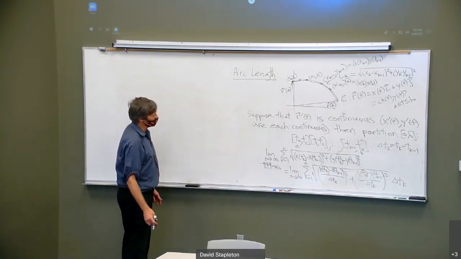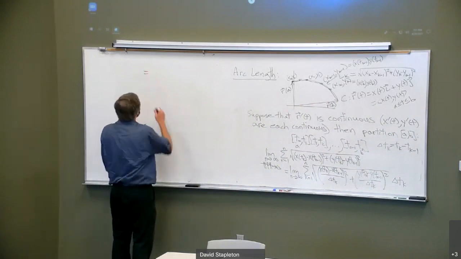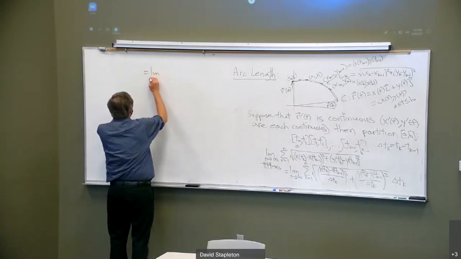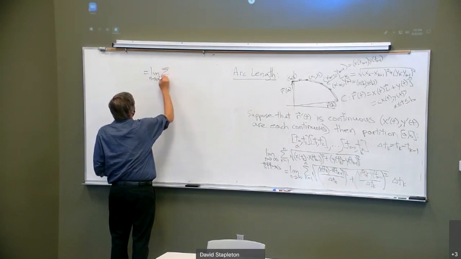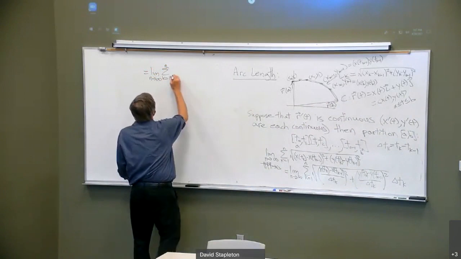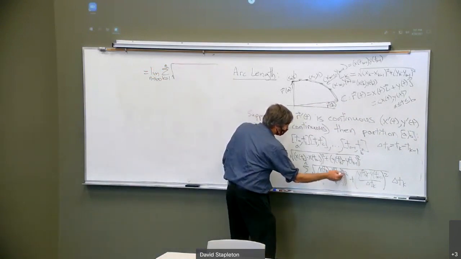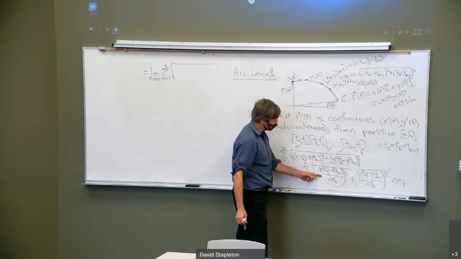You need it to prove things. If you're a math major, you absolutely need this. What is this? This is the limit as n goes to infinity of the sum, k equals 1 to n, and now the square root. By the mean value theorem for derivatives, what is this? This is the slope of the secant line in the tx plane.